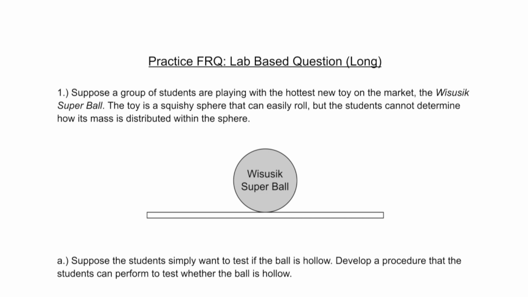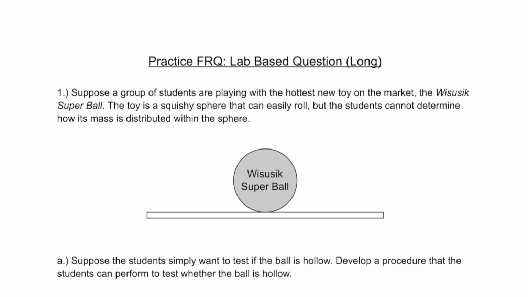So suppose a group of students are playing with the hottest new toy on the market, the Wisusic Super Ball, of course. The toy is a squishy sphere that can easily roll, but the students cannot determine how its mass is distributed within the sphere. So anytime we're talking about how mass is distributed, that is 100% going to relate to moment of inertia, because an object's resistance to change how it's rotating is entirely dependent on that mass distribution. Again, it's hardest to get things rolling that have mass very far away. It's like the hoop versus the disc.